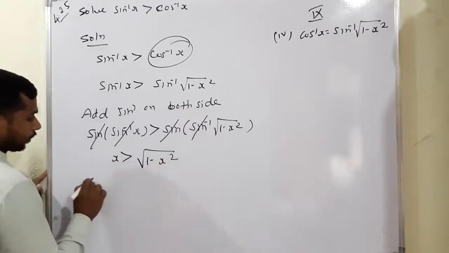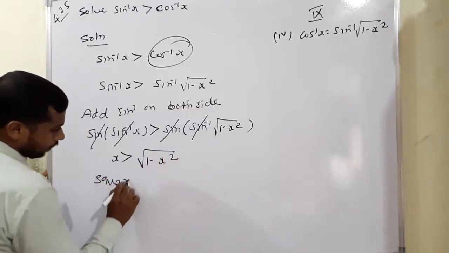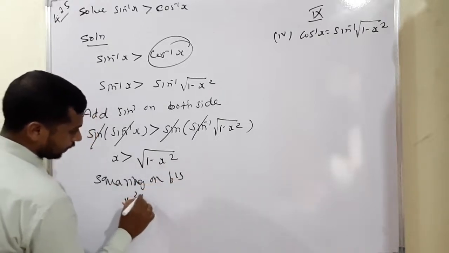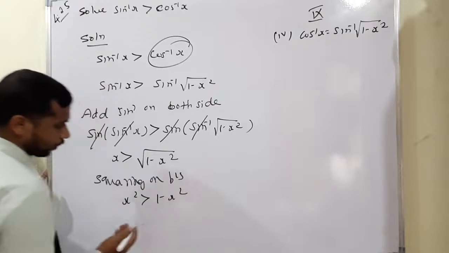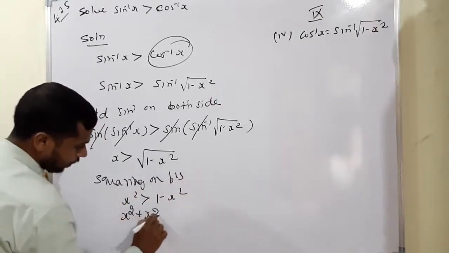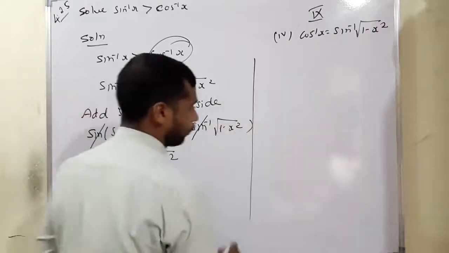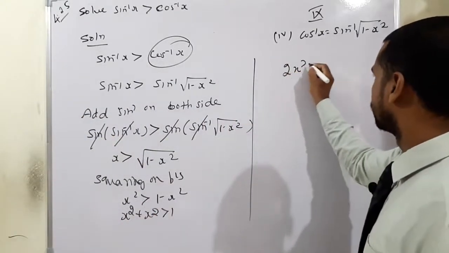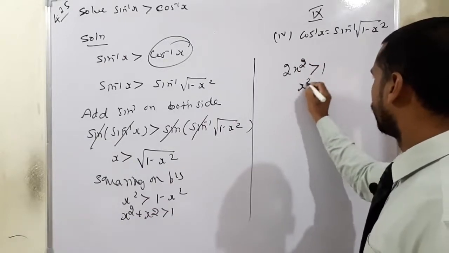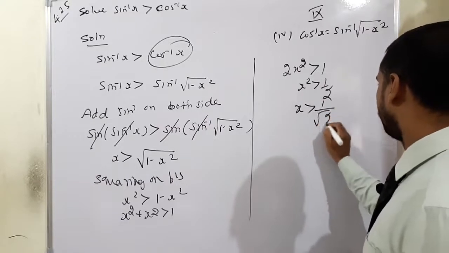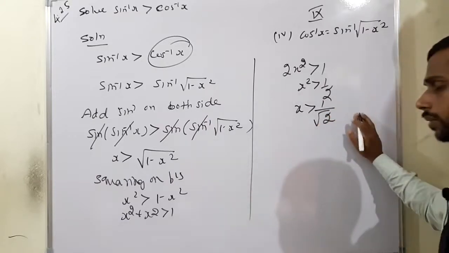Now squaring on both sides, x square greater than 1 minus x square. Bringing minus x square to the opposite side, x square plus x square greater than 1. Therefore, x square plus x square means 2 x square greater than 1. Therefore, x square greater than 1 by 2, which means x greater than 1 by root 2. So plus or minus is also possible.